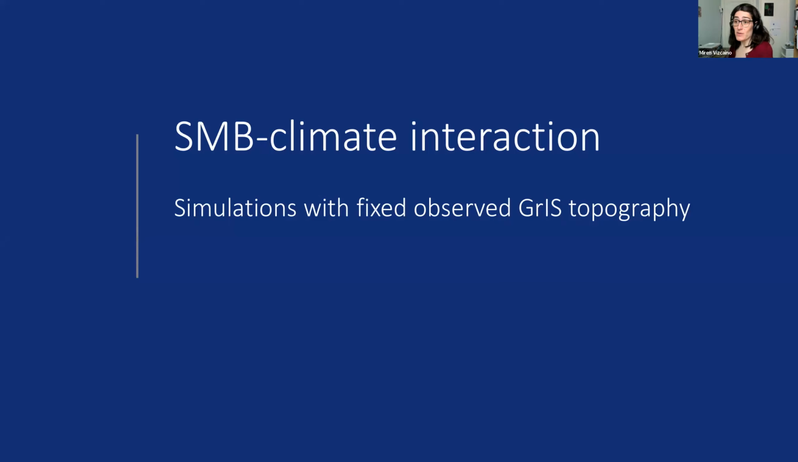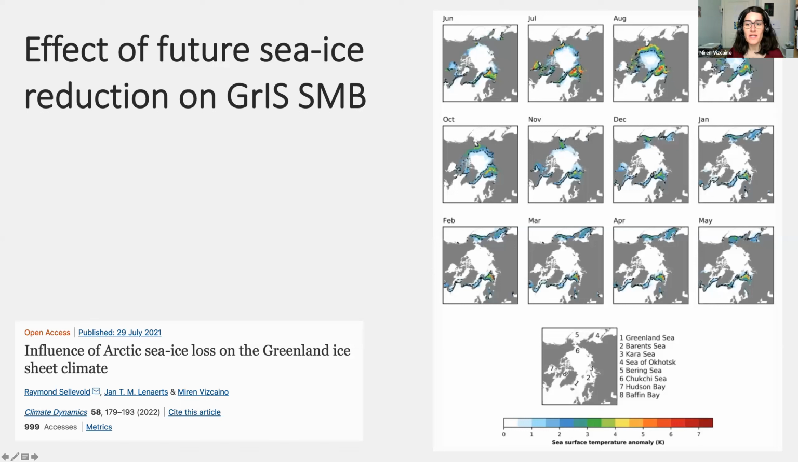Okay, and now after the evaluation, some results. So we apply the model, for instance, to study what is the effect of sea ice decrease on the surface mass balance of Greenland. And we did that for a decrease of sea ice within the present day climate. So the only signal that we have is a reduction in sea ice that is depicted here for every month.